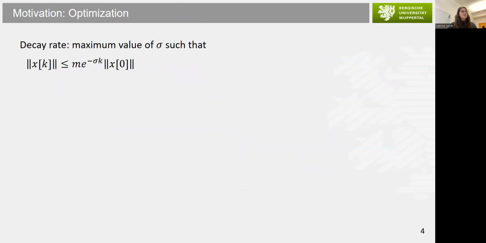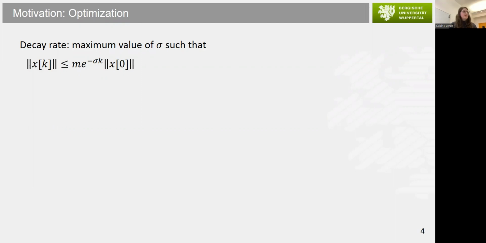Now I also want to motivate the optimization task. Often a system shall come back to its operating point as fast as possible, so it is common to maximize the decay rate. This is defined by the maximum value of sigma such that this inequality holds, so that the norm of the states at all time steps k in discrete time is smaller or equal than the norm of the initial states, reduced by an exponential function and some gain m.